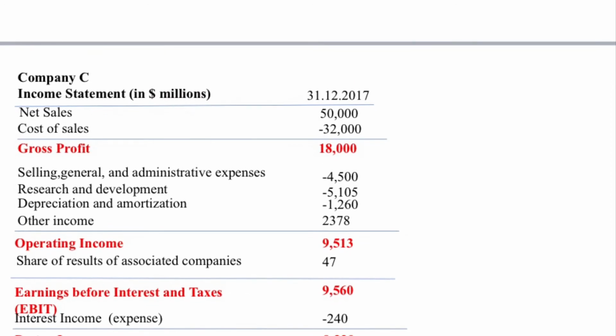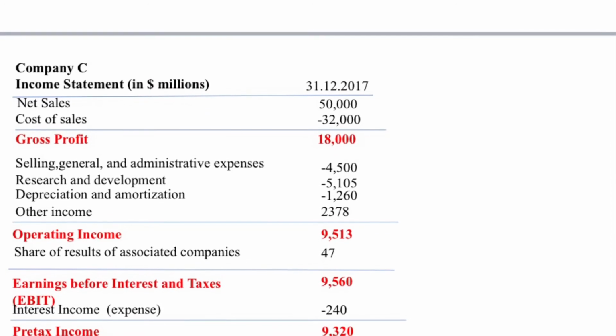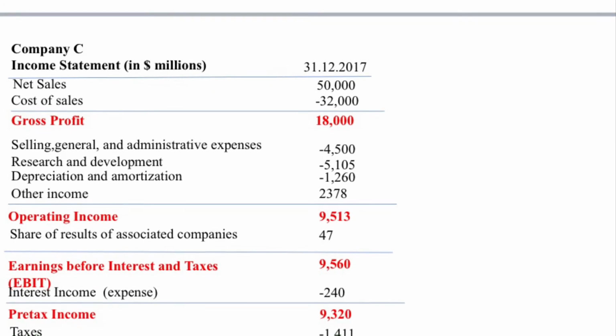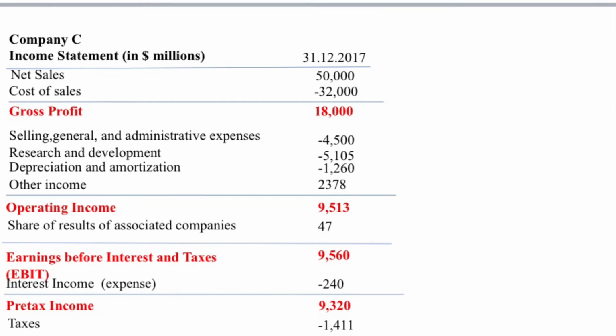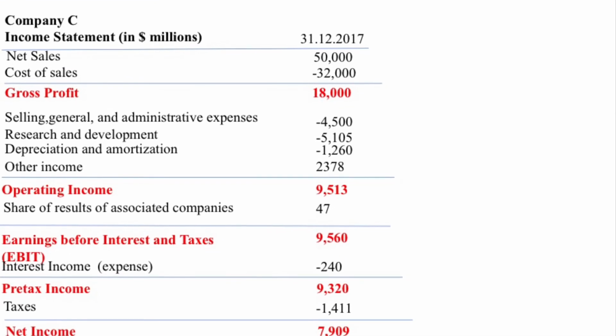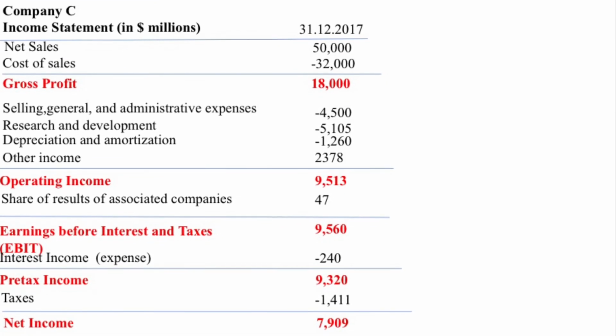This is how the income statement of Company C looks. We have listed different categories. We have gross profit, operating income, earnings before interest and taxes, or EBIT. We have pre-tax income, and we have net income.